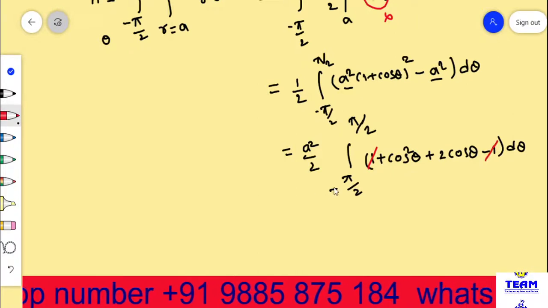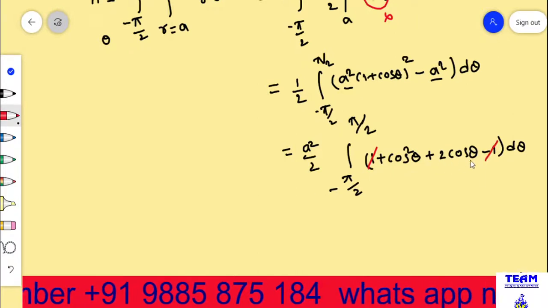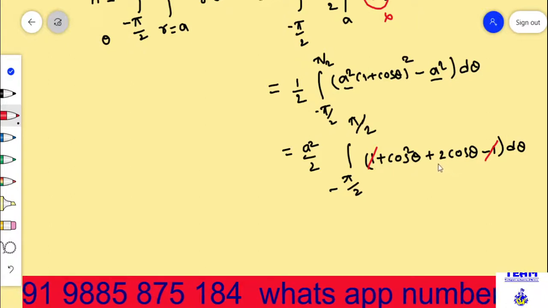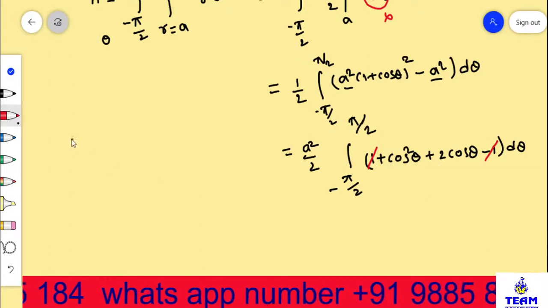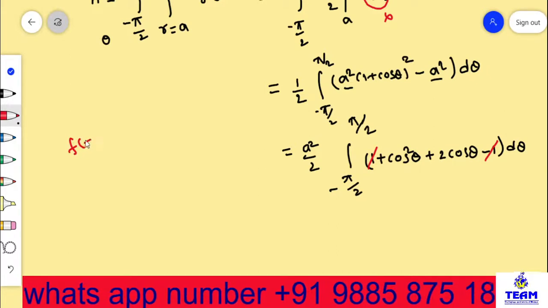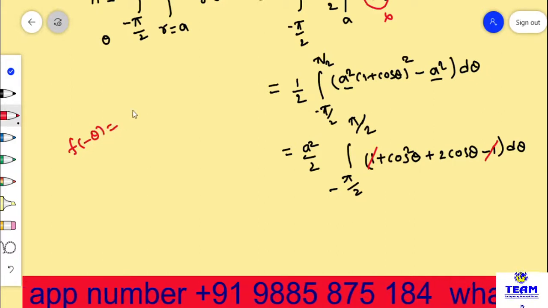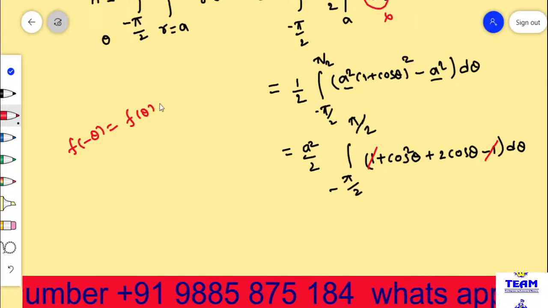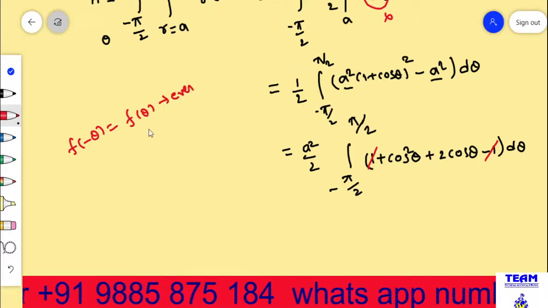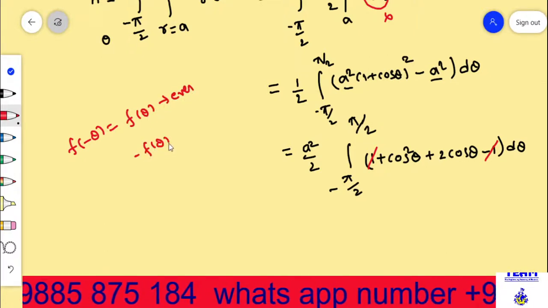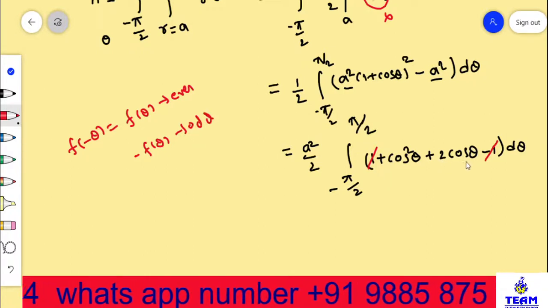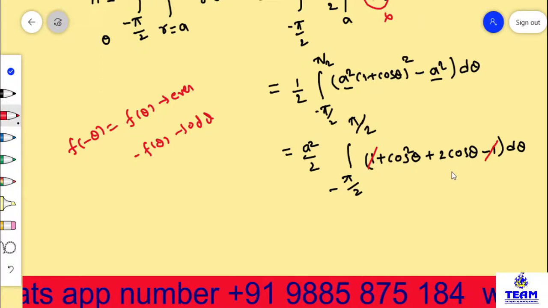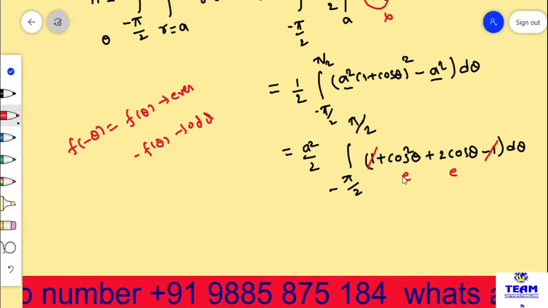Both are getting cancelled. Next you observe, friends, this cos theta is which function? Even function or odd function? Even function. So cos square is also an even function. Why is it even? If you substitute minus theta in f of theta and you get f of theta, then the function is even. If you get minus f of theta, it is odd. Cos of minus theta becomes cos theta, so it is an even function, and cos square is also even.